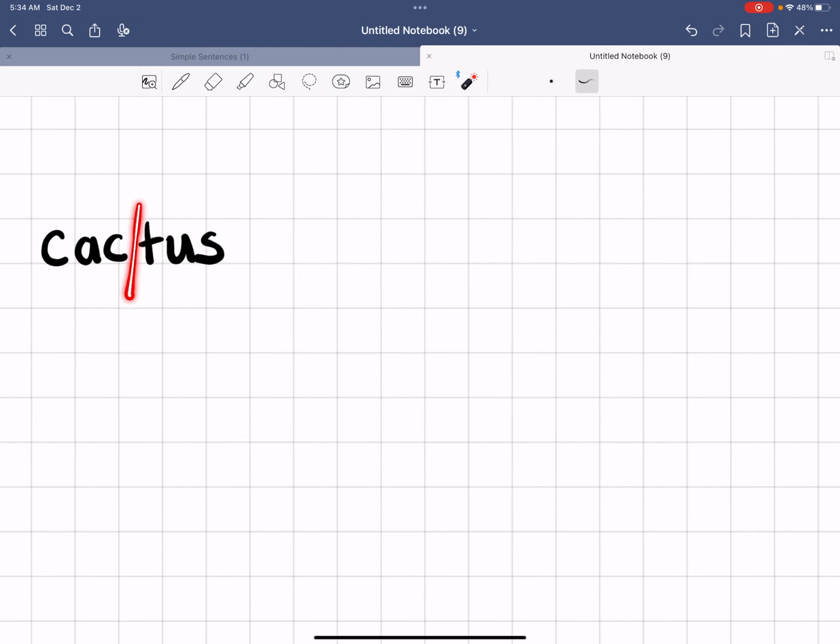We're going to break the word right here, and then we're going to look for the vowels, and we found them. So let's go ahead and focus on the first vowel. It says apple. And this vowel says umbrella. So we have this. Let's read this part. K, a, k, cack. Let's read this one. T, us, t, us. So cactus. The word is cactus.